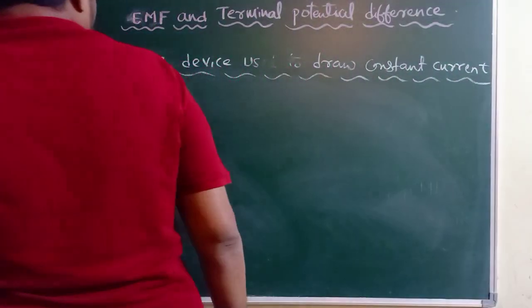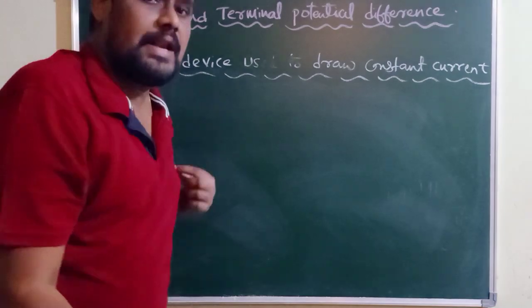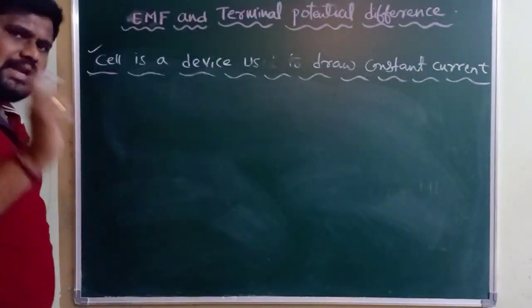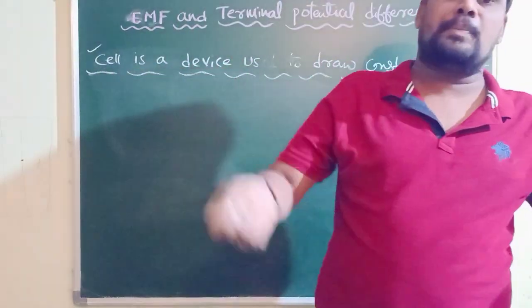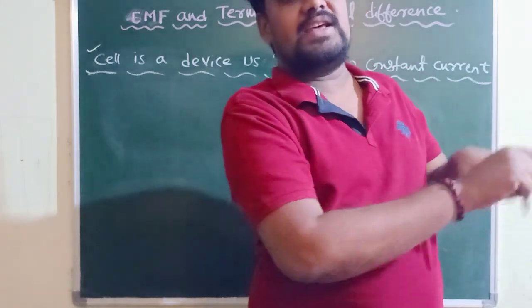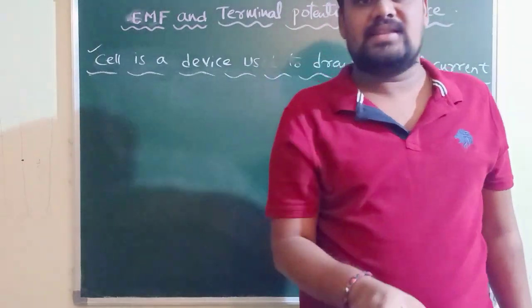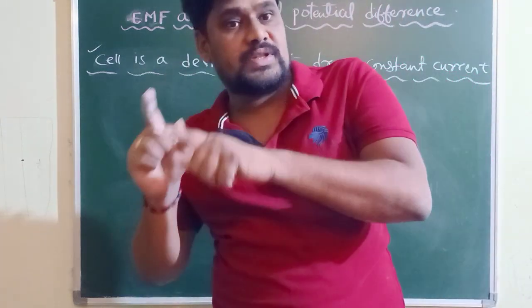Let us now determine the potential difference across a cell when it is in open circuit. Take a cell and measure a potential difference across that cell when the cell is in open circuit. When the cell is in open circuit, across the cell you measure a potential difference with the help of what?